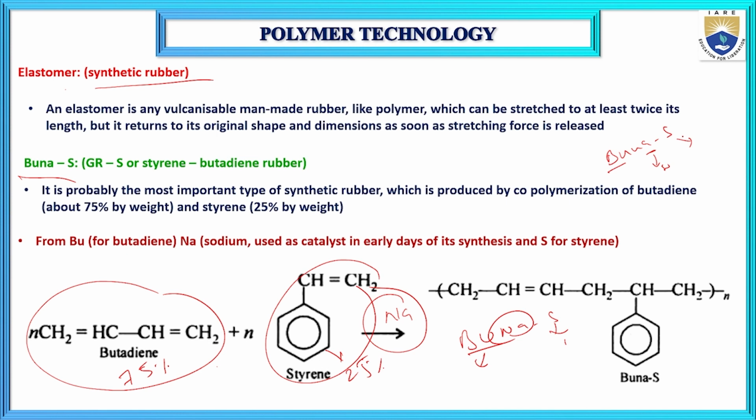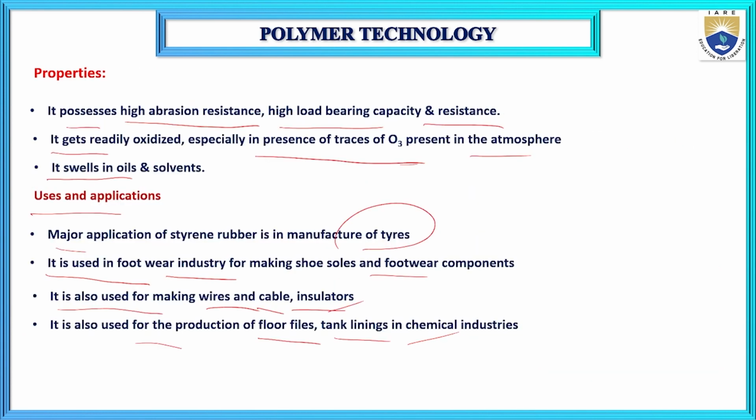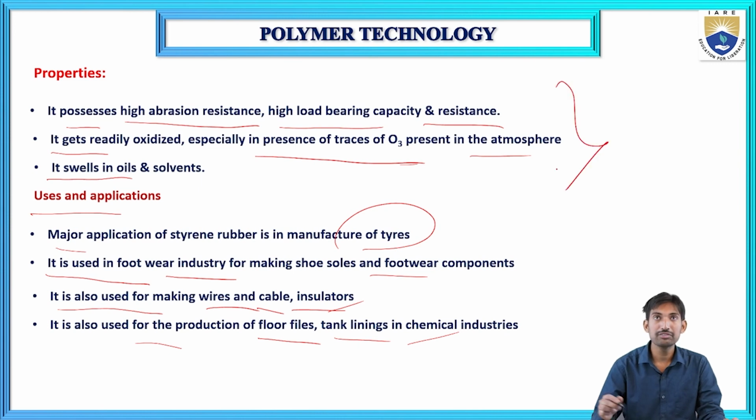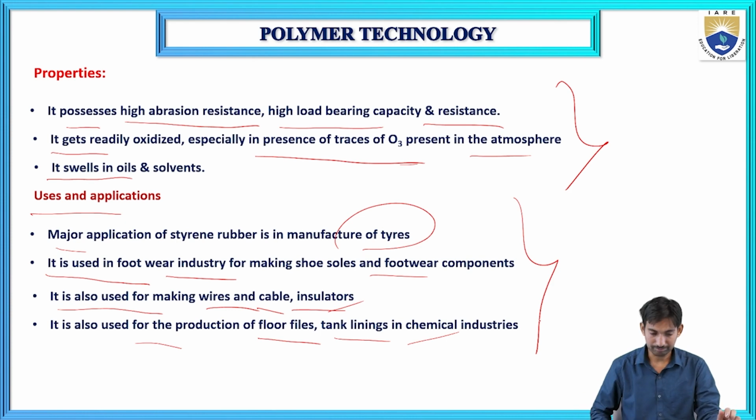This is the structure of Buna S rubber. Buna S rubber can be synthesized from butadiene and styrene in presence of sodium catalyst. These are the properties of the Buna S rubber, and these are the applications of the Buna S rubber.